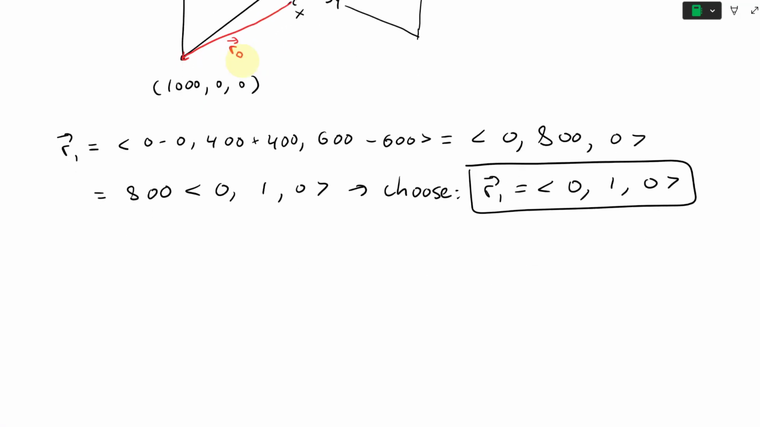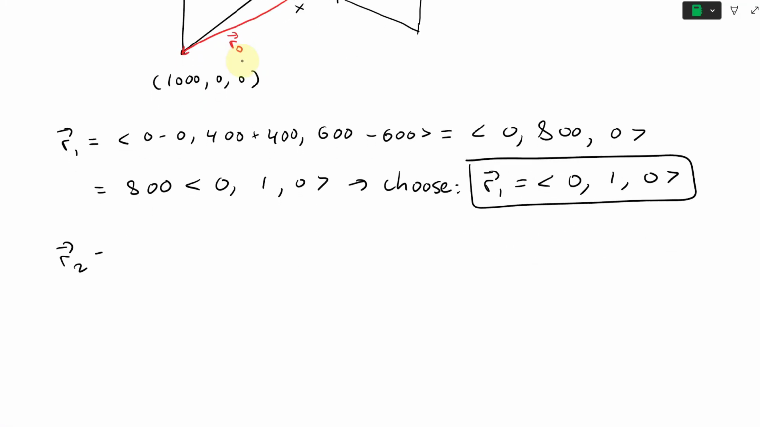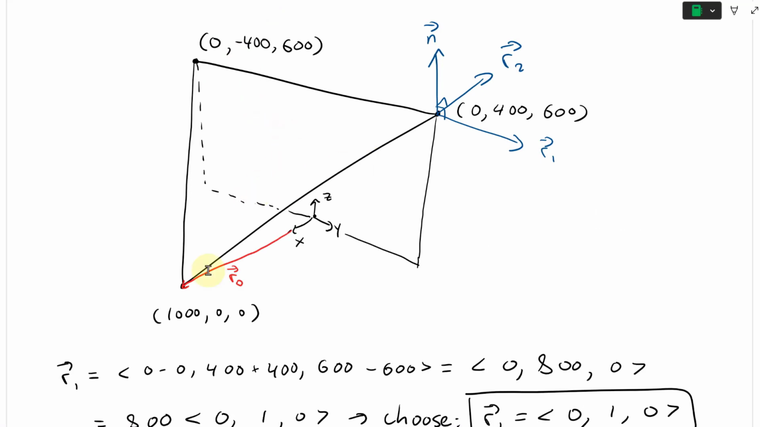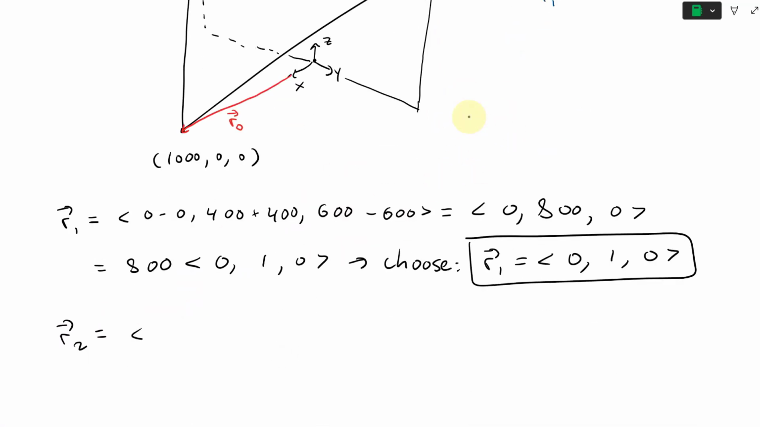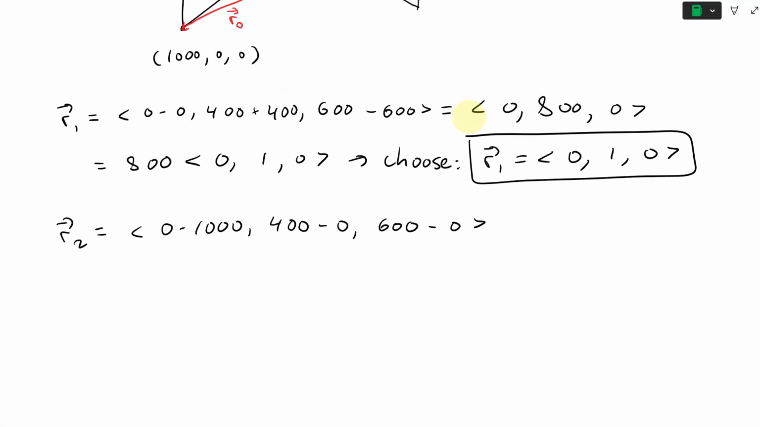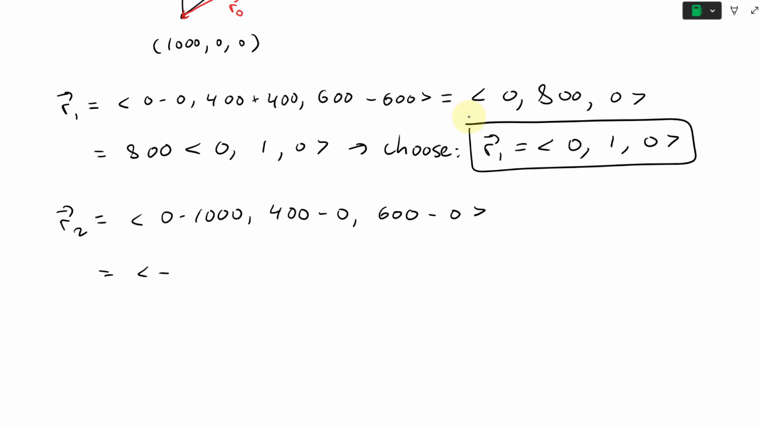All right, and then the next one is R2. We're going to go from this part subtracted by 1,000 at the camera position. So what we're going to get is 0 minus 1,000, then 400 minus 0, and then 600 minus 0. This equals negative 1,000, 400, 600.